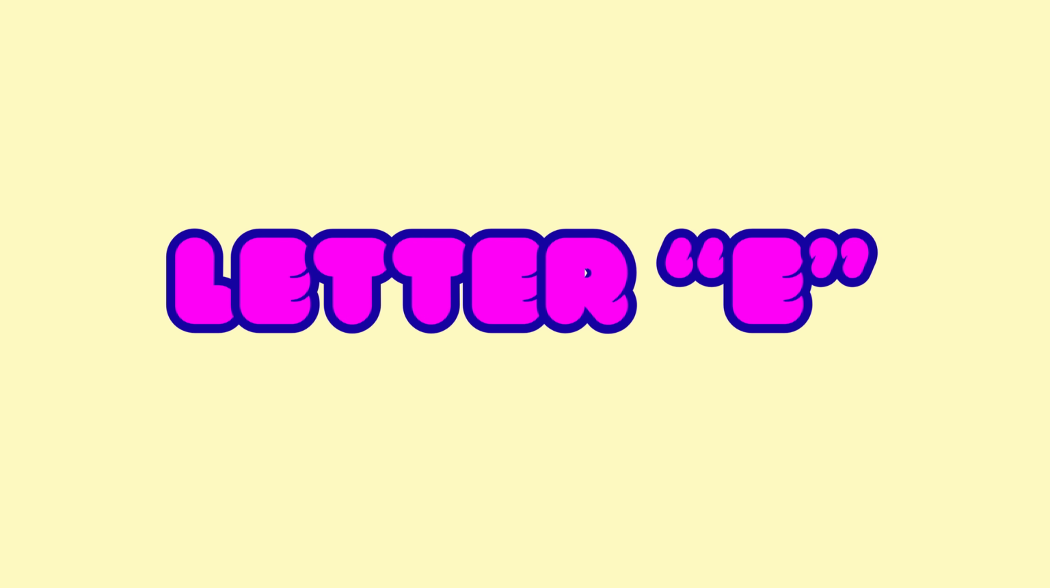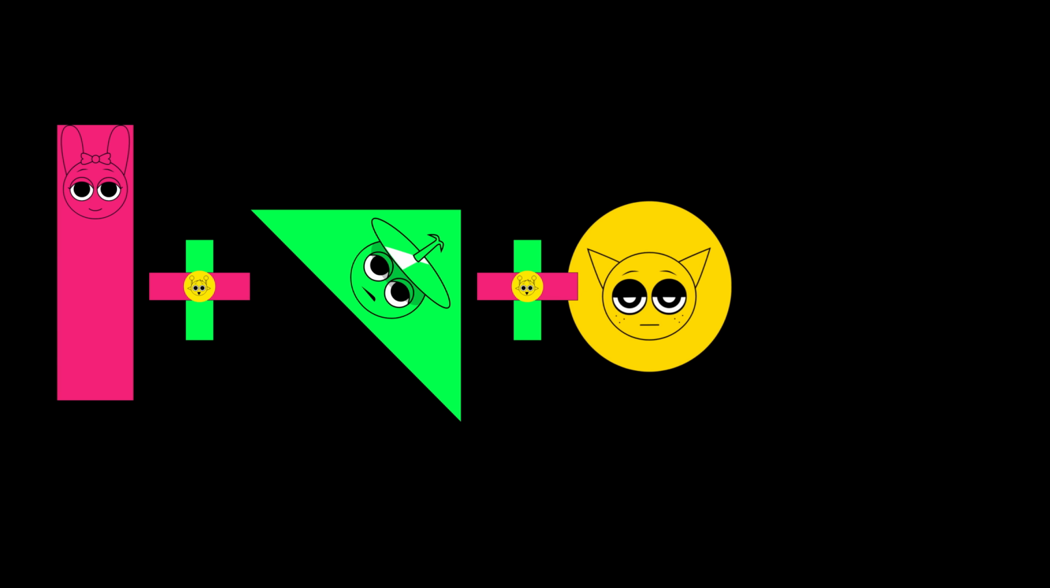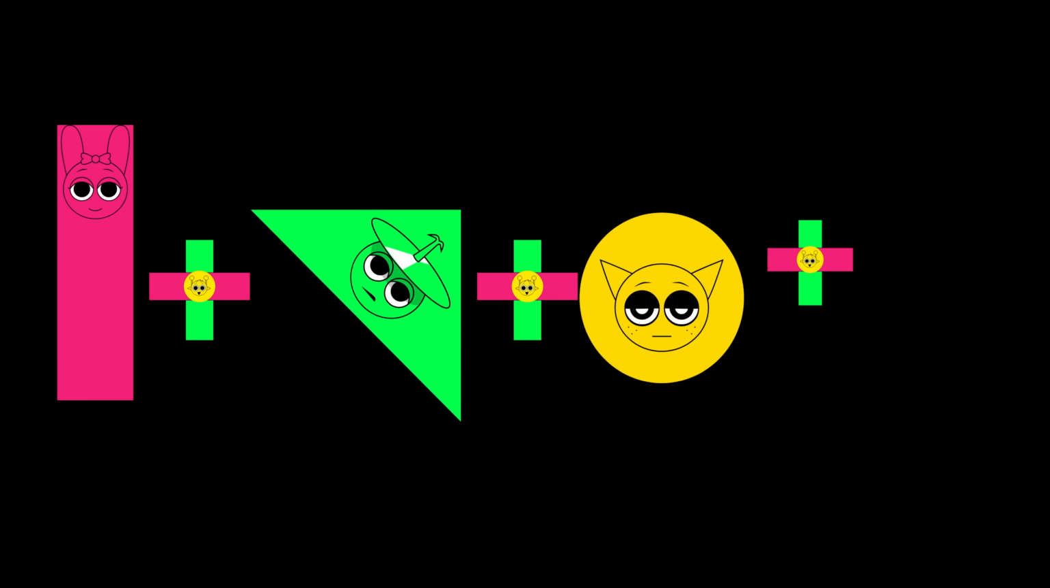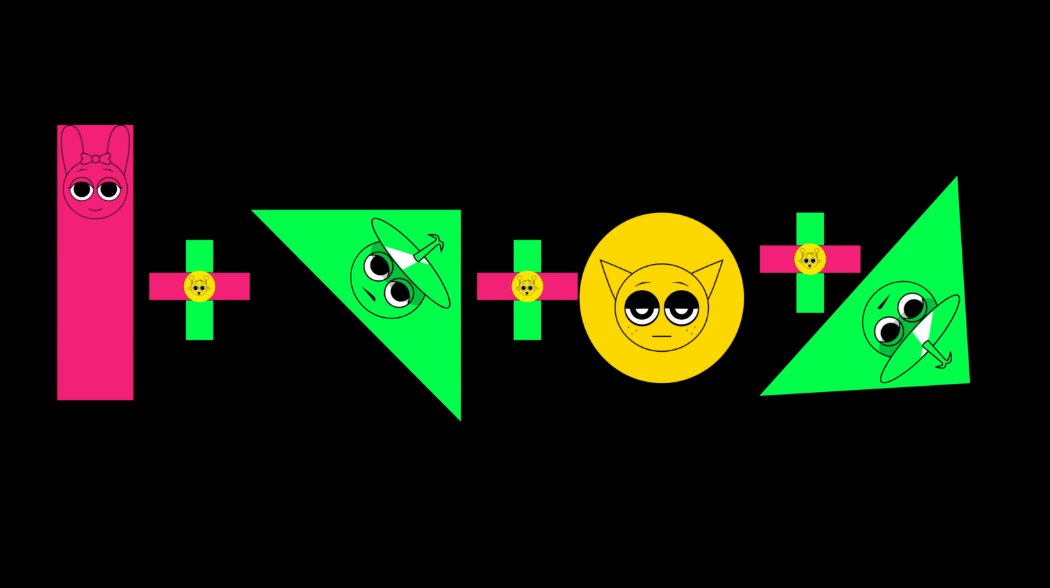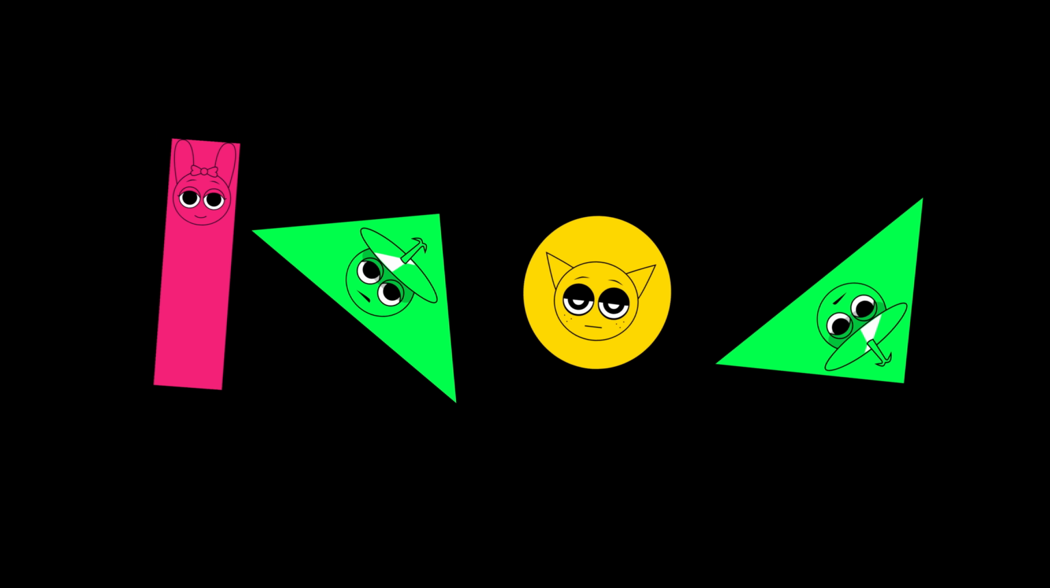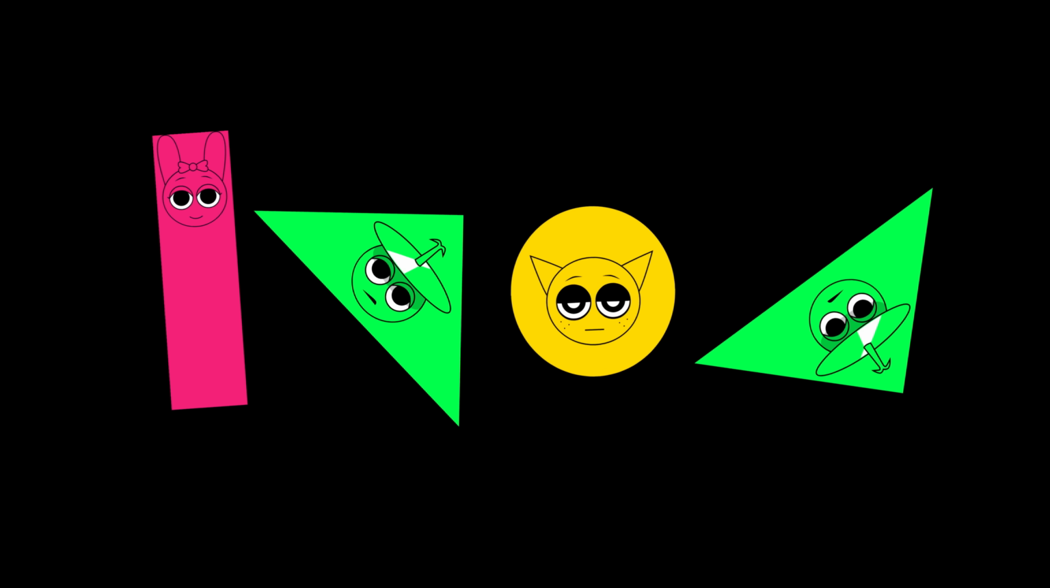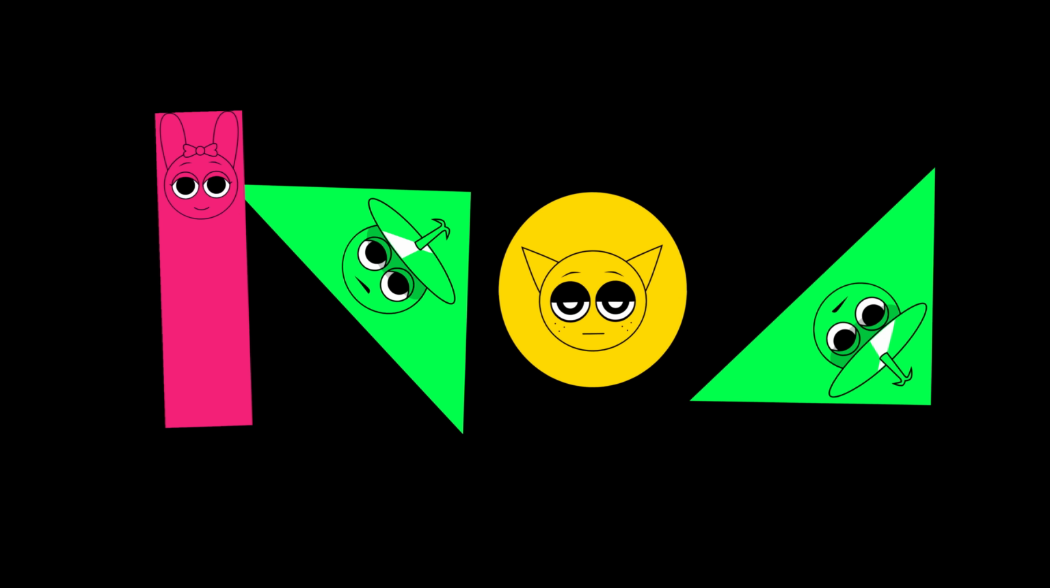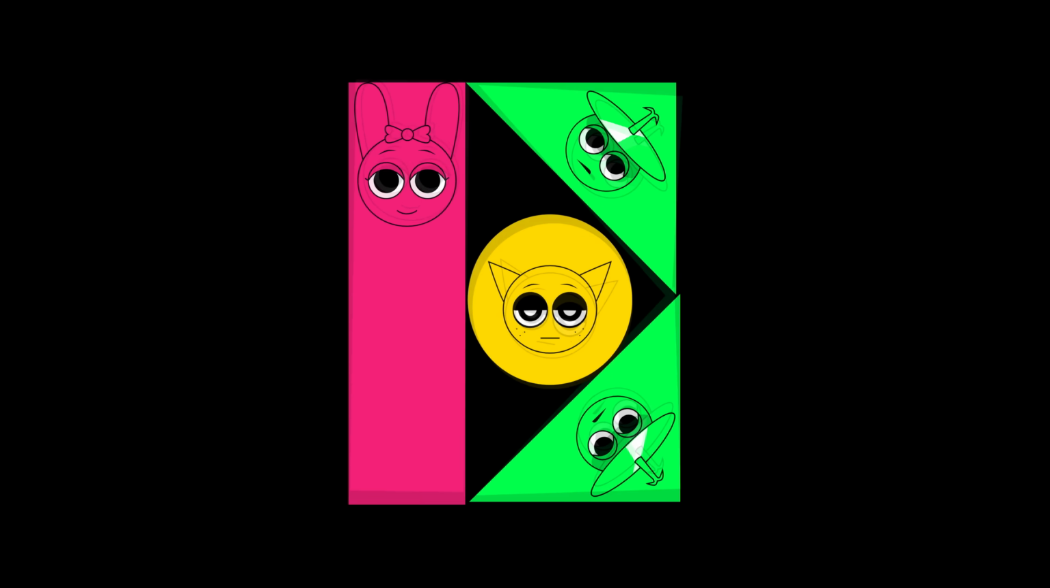Next, make the alphabet letter E. Rectangle. Plus. Triangle. Plus. Circle. Plus. Triangle. Look at the rectangle, two triangles, and circle. When we put them together, they make the letter E.